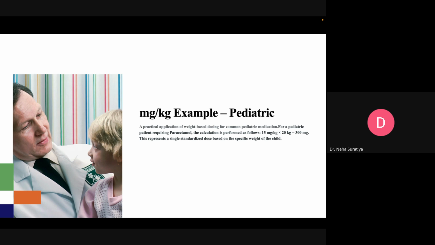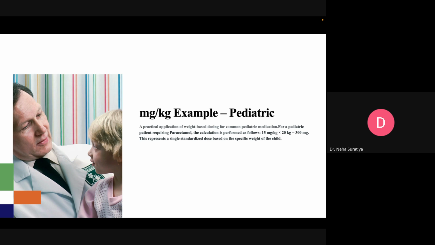Write it down: mg by kg example. Write that a child is having 20 kg of weight, who is prescribed paracetamol. I am again repeating, who is prescribed paracetamol at 15 mg per kg dose. Just understand these lines. For a pediatric patient requiring paracetamol, the calculation is performed as follows. Step by step calculation is there.